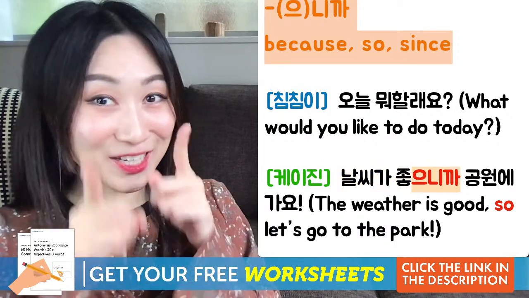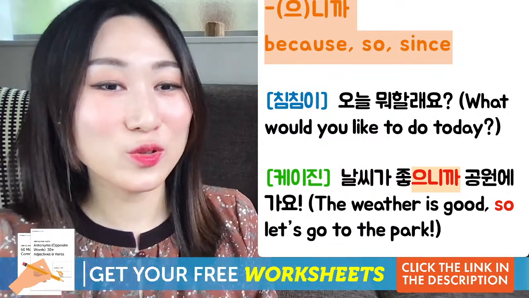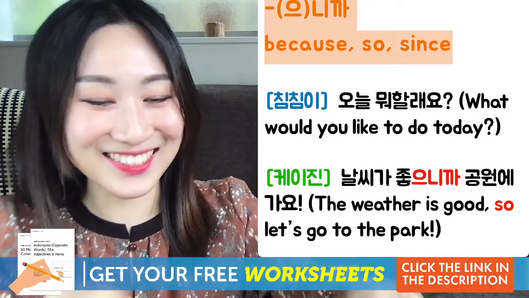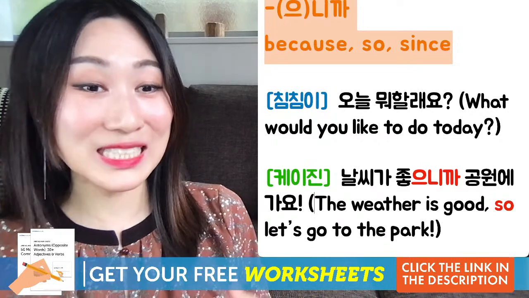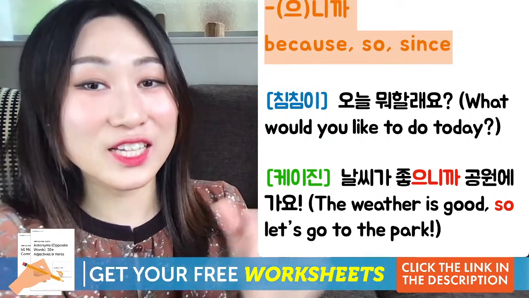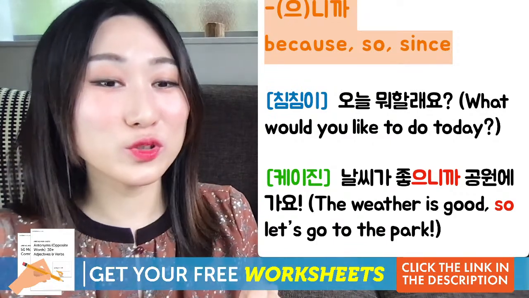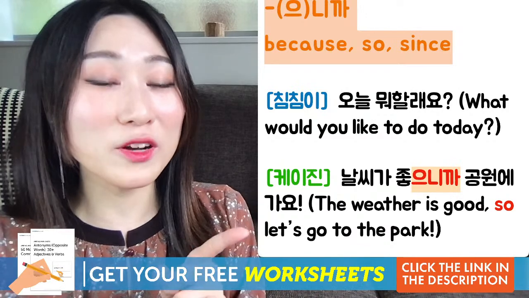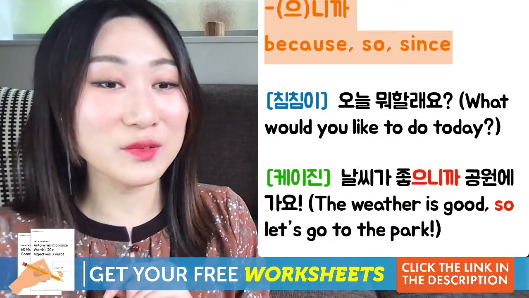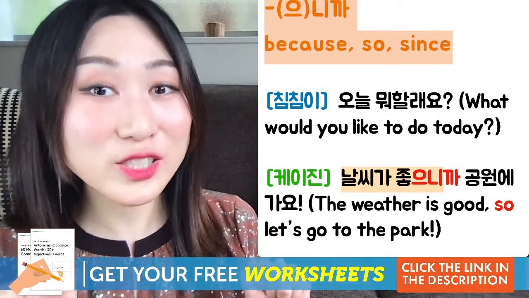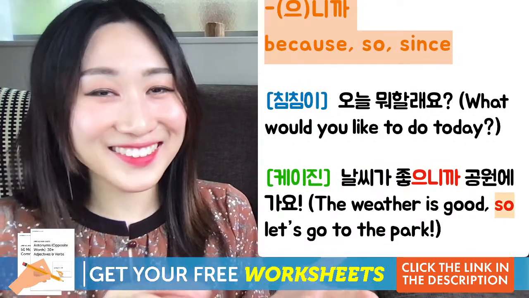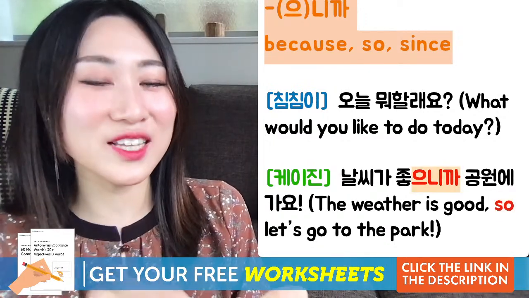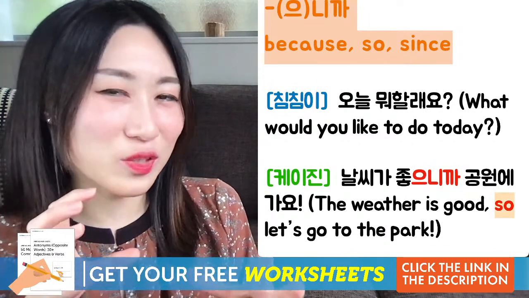And 으니까, today's target grammar, which is because or since. So in English, you put because at the beginning of the sentence like this. Because the weather is good. Since the weather is good. You put it before the clause. But in Korean, it's different. We put it after the clause, and we conjugate it with the verb or adjective directly. We'll talk about it very soon, so don't worry if you don't understand. So 날씨가 좋으니까 literally means since the weather is good, because the weather is good. Sometimes in English it's translated into so, but in Korean it's actually more like because or since.